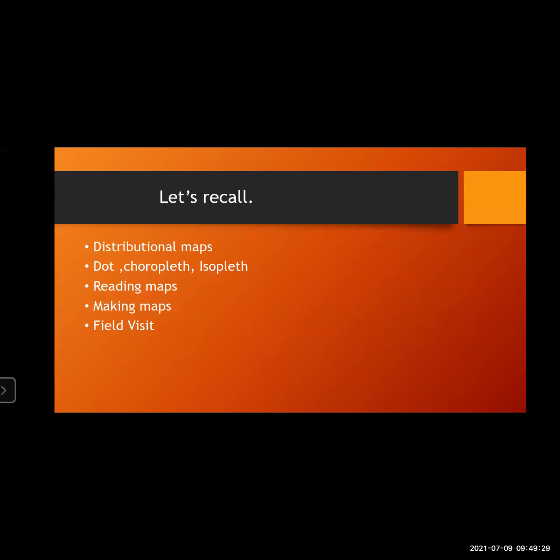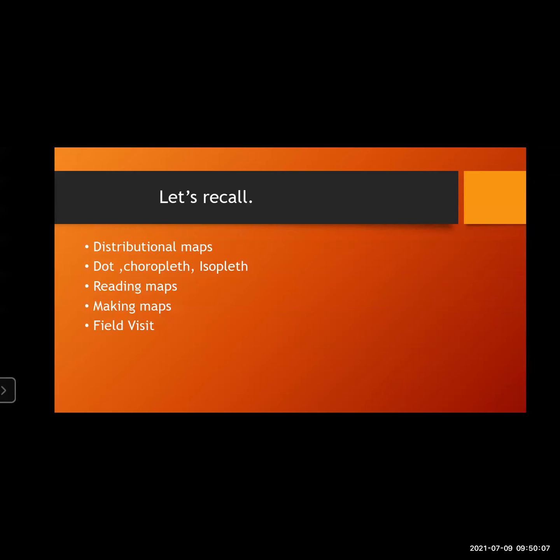Before going to it, let's see what we have seen in the last lecture of geography. In the Let's Recall section, in the last lecture, we saw lesson number 1, the distributional map. We have covered all 3 methods of the distributional map: the dot, choropleth, and isopleth methods. We have done reading as well as solving question answers based on these 3 maps. We have also done the way these maps are prepared.